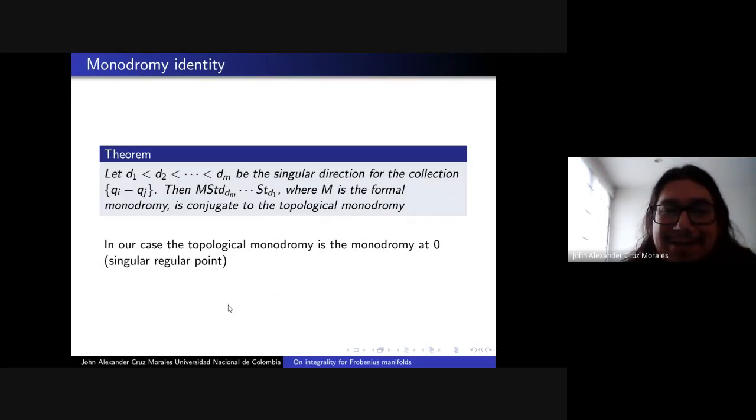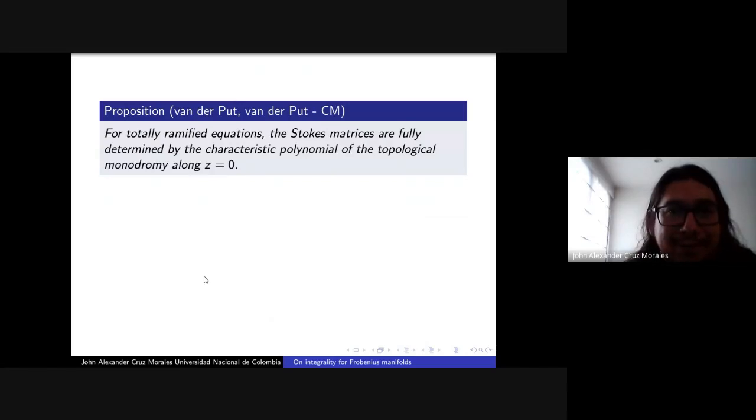This means, in particular, that they have the same characteristic polynomial. So if you compute the monodromy at zero and its characteristic polynomial, and then compute this product, even though you don't know what these matrices are, and compute its characteristic polynomial, then by comparing the coefficients of the two polynomials you can get the values of the Stokes matrices. That's the point. And the good thing is that in the totally ramified case you can do it in a very precise way, and you can get the full information of the Stokes matrices by knowing the characteristic polynomial of the monodromy at zero. That's what we did with Mathieu Dupont.